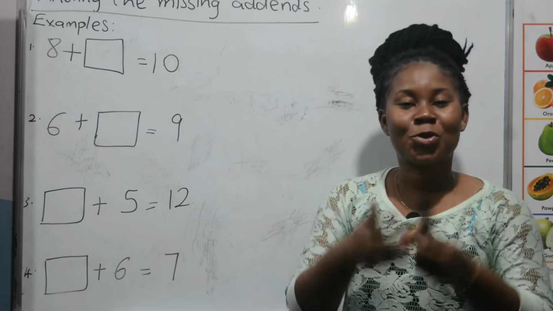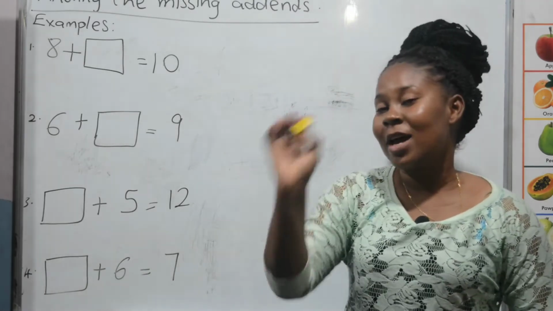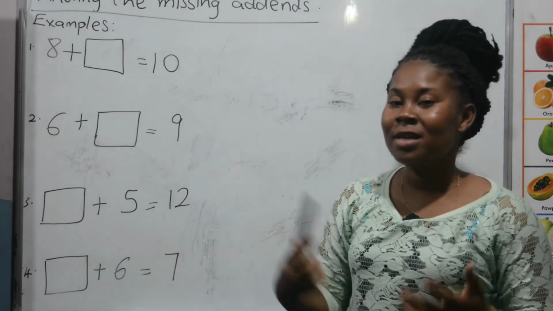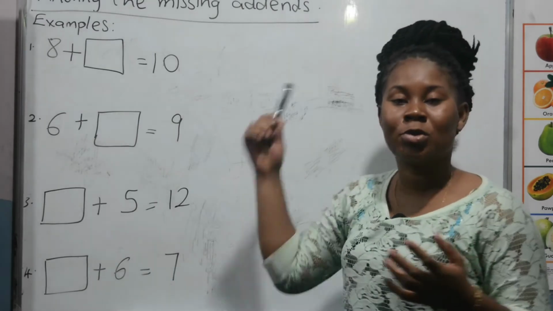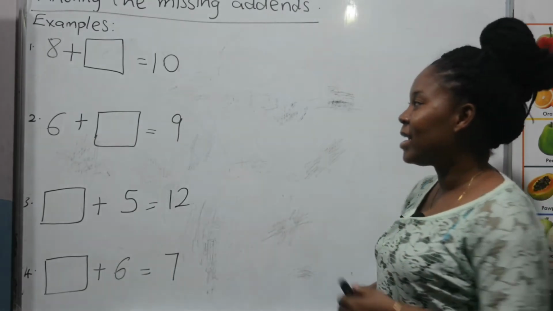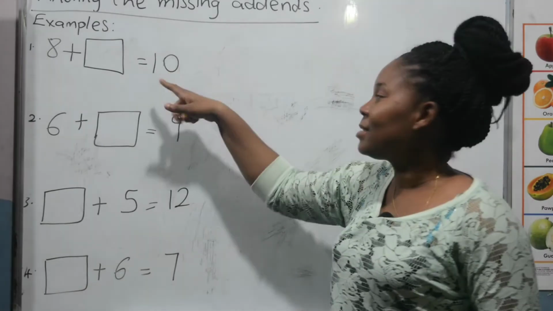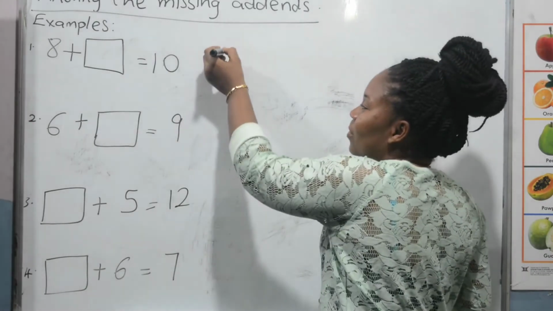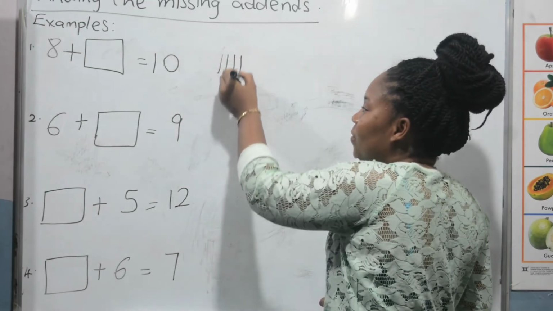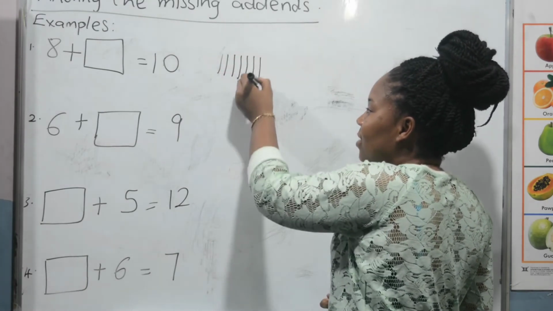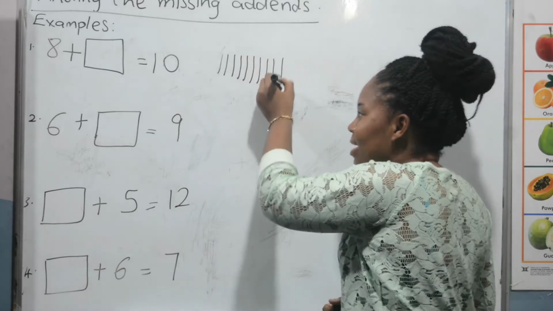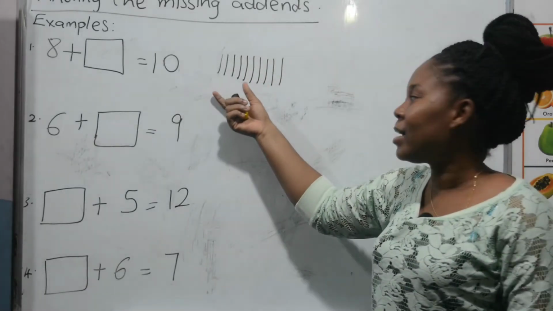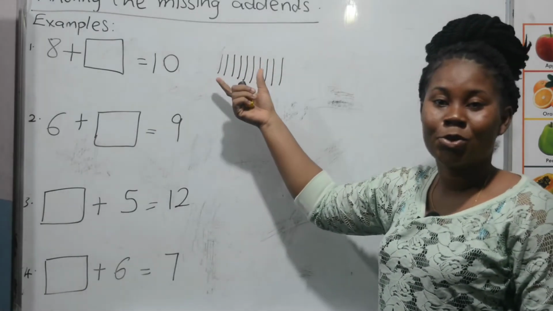If you have your straws at home or your cubes at home, you can use them. But Auntie is not having them, so Auntie will use strokes on the board. After that, then I clean them. So the 10, we will draw 10 strokes. Let's count them. 1, 2, 3, 4, 5, 6, 7, 8, 9, and 10. So these are our 10 strokes.